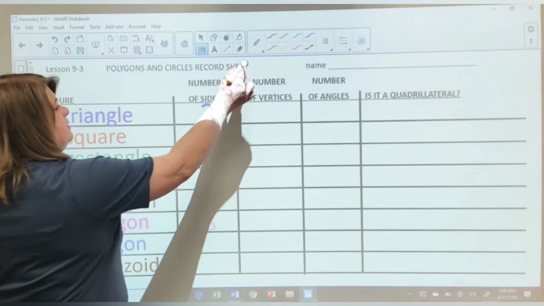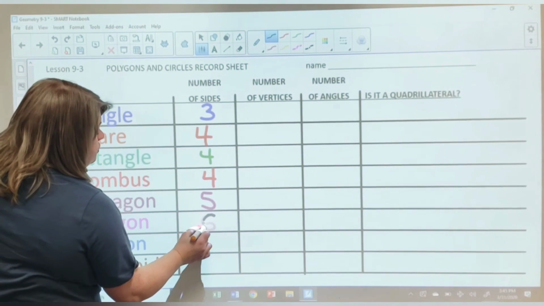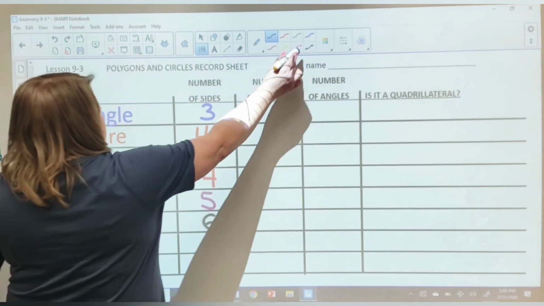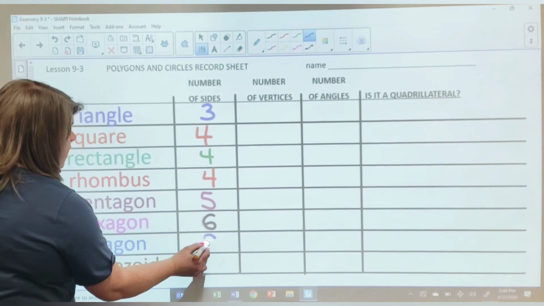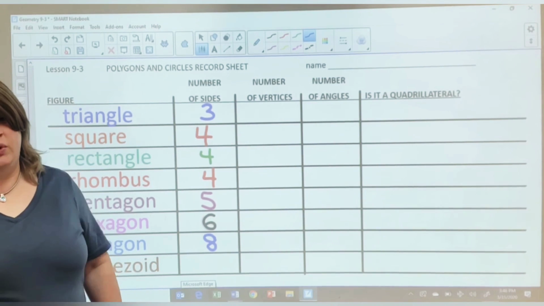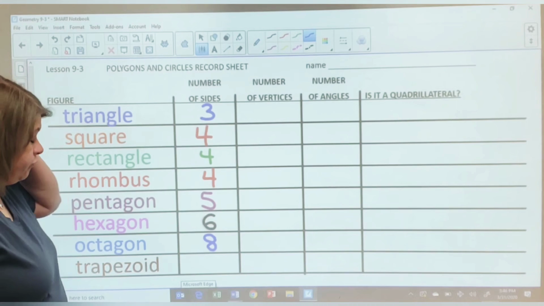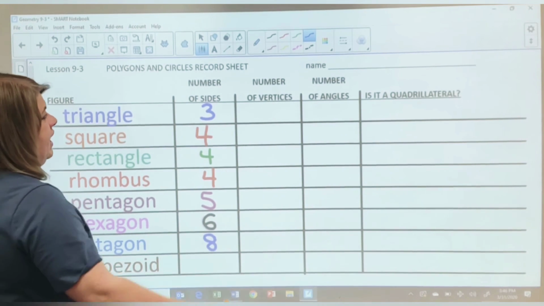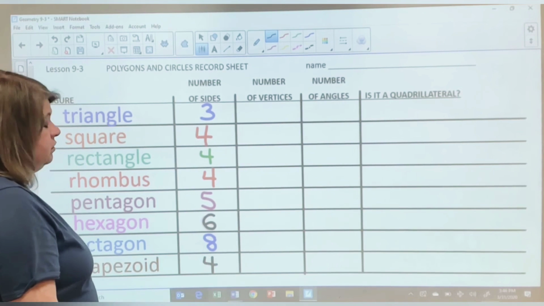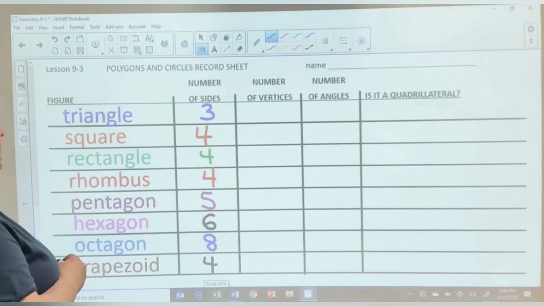Aha, did you get 6? That's not showing up really dark. I'm just going to go to a different color. There we go. All right, do the same for the octagon, please. Think octopus, octagon. How many sides is that? 8. Good job. And then finally the trapezoid. Think of it being a trap. How many sides does the trapezoid have, guys? It has 4. Good. Okay, so we've got that in there.